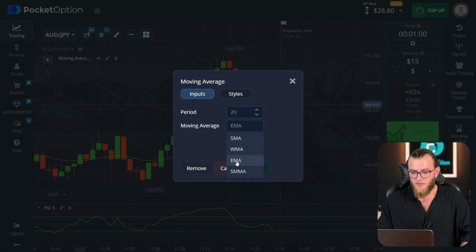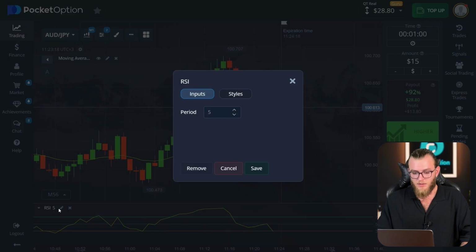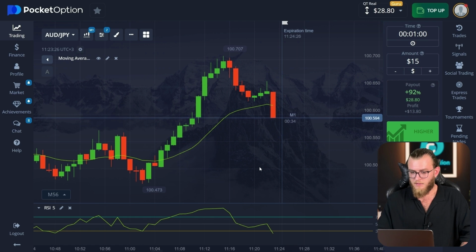Right, look, here the period is 20, type EMA. This is for the moving average. And for the RCI, the period is 5 to enhance its sensitivity and accordingly receive more signals.